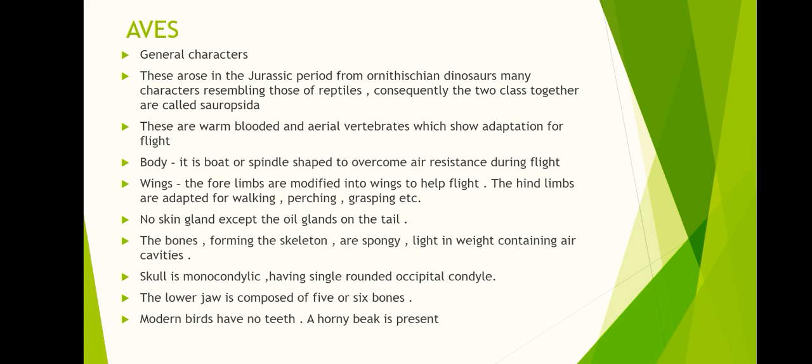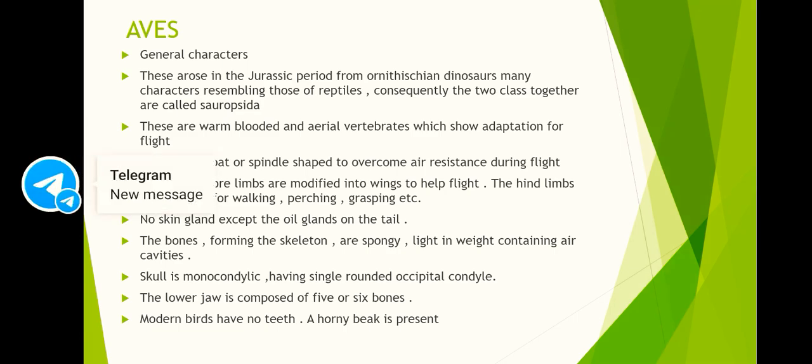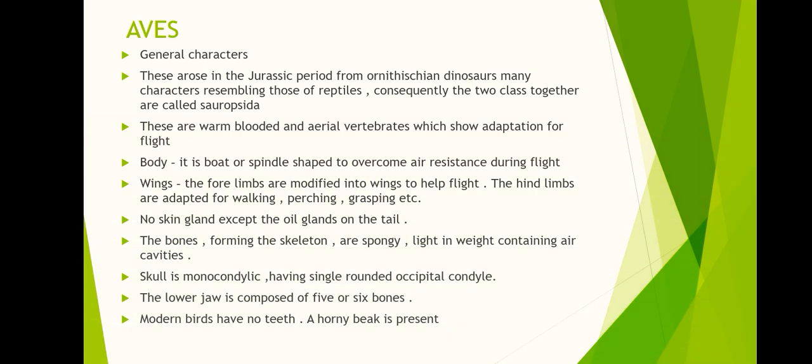There are no skin glands except oil glands on the tail. They don't have any skin glands on the body surface, only the oil gland on the tail. The bones forming the skeleton are spongy, light in weight, and contain air cavities. If the bones had heavy calcium deposition, the birds would be unable to fly. That's why the bones are spongy, light in weight and contain air cavities.